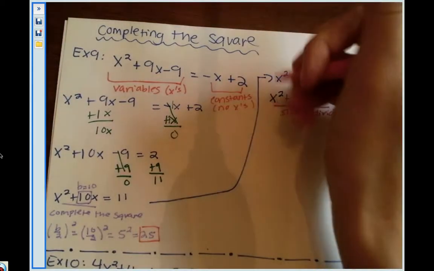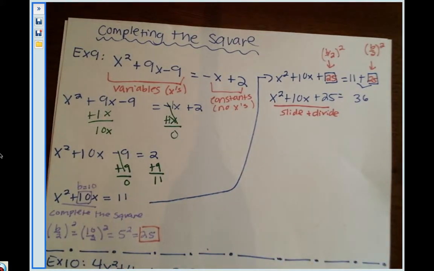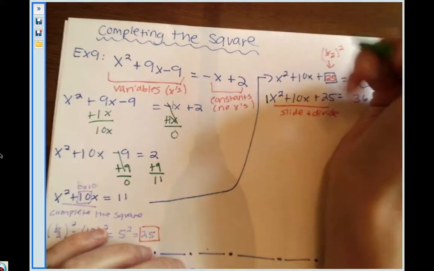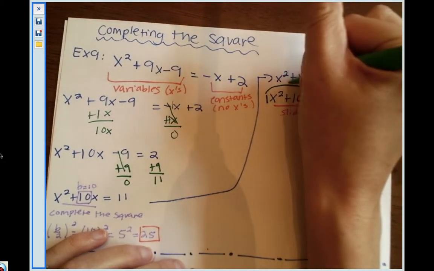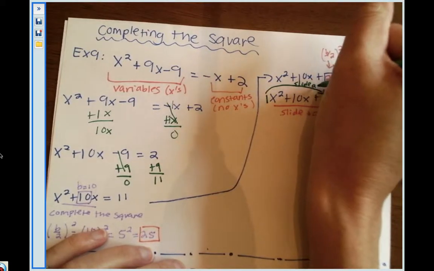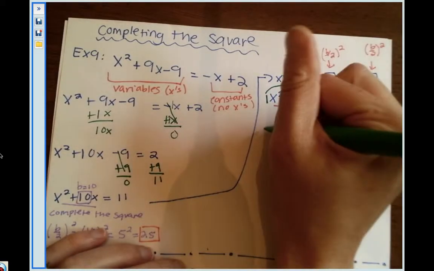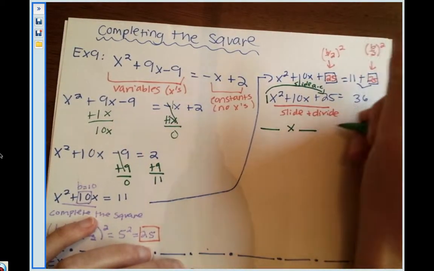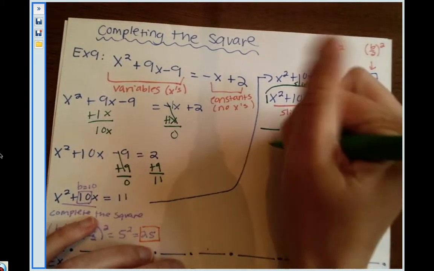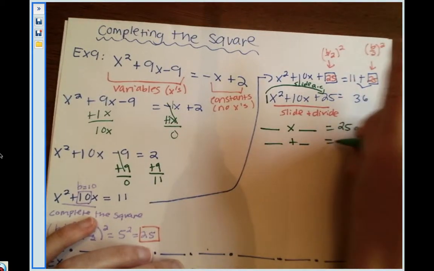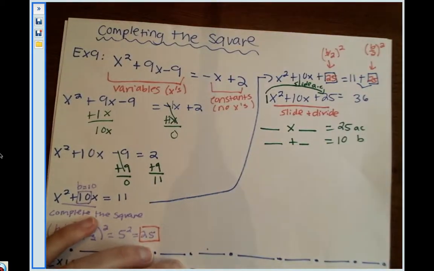So I want to slide my a to my c, which, if I don't see a number in front of my x squared, what is secretly in front of it? Yes, it is a 1. So we slide a to c, or multiply a times c, that's all that means. So 1 times 25 is 25, so I want to find 2 numbers that multiply to equal 25, which is AC, and add to equal B, which is the 10.